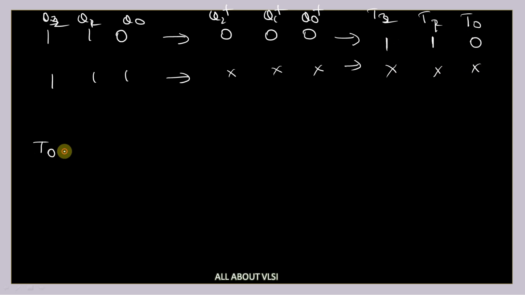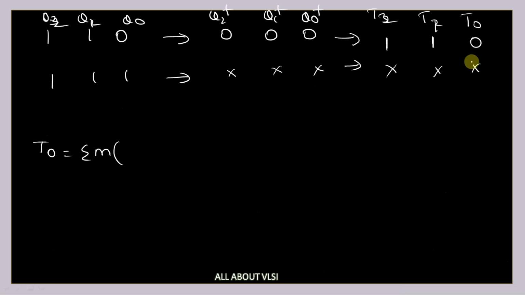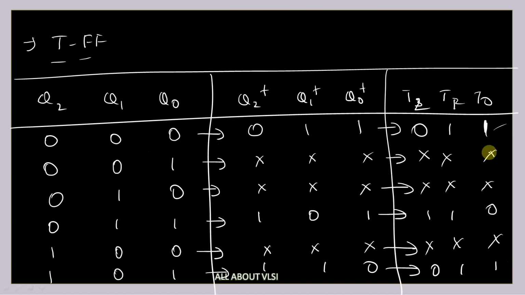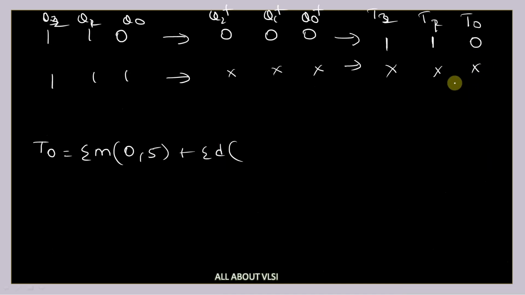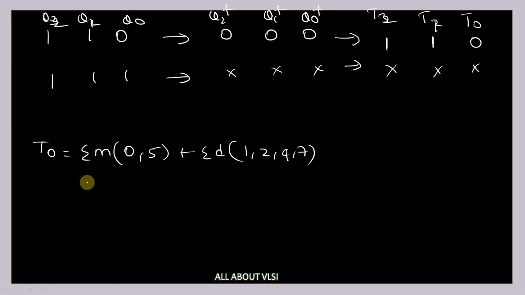Now, what are the minterms for our T naught? If we try to write it down, the minterms for my T naught are 0 and 5. Yeah, only 0 and 5 are my minterms. And what are my don't cares which I'm going to get? The don't cares are 1, 2, 4, 7. Let me check it one more time. 1, 2, 4, and 7 are my don't cares.